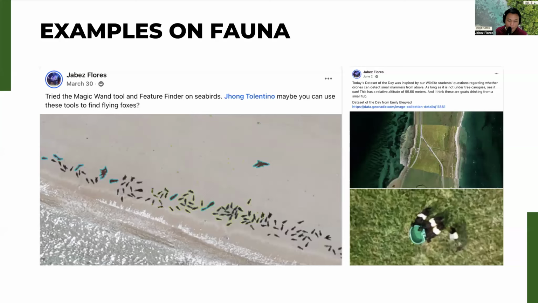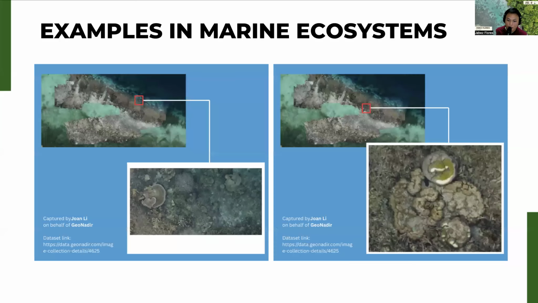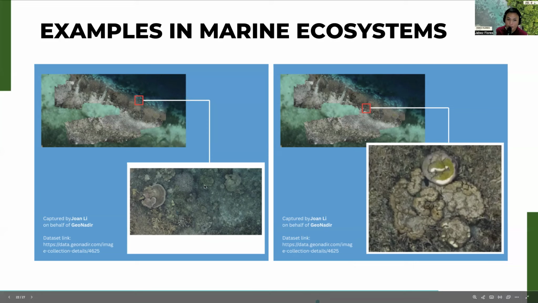Now, it's not just for terrestrial ecosystems. We can also use this in marine ecosystems. We can also look for corals and fish in marine ecosystems. Here's an example of a data set I found, again by accident, captured by Joanne Lee of GeoNadir. As you can see, the corals are well defined once you zoom into the data set. So the resolution is really good.